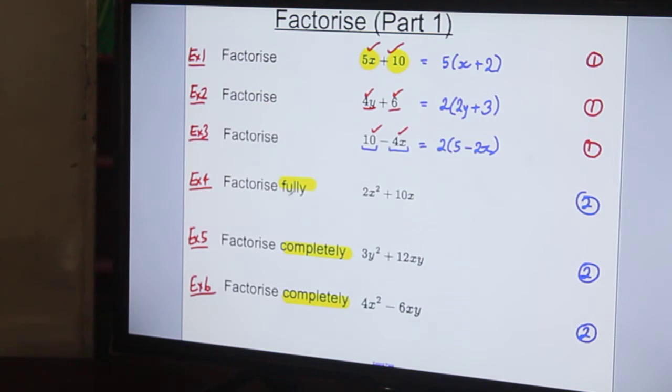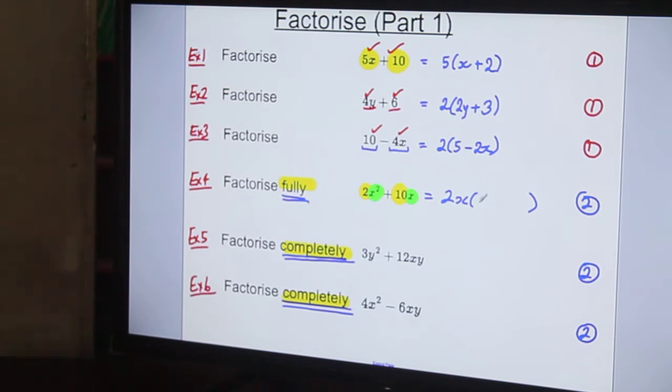Okay, now these questions, when they say factorize fully, that means that there's a number factor and an algebra factor as well. So let's deal with the numbers separately. What goes into 2 and 10? The biggest factor we can think of is a 2, and let's deal with the algebra separately. What goes into x squared and x? Well, clearly we can take an x out. So what would go here? So when I multiply by 2x, I get 2x. So that's what they're saying.